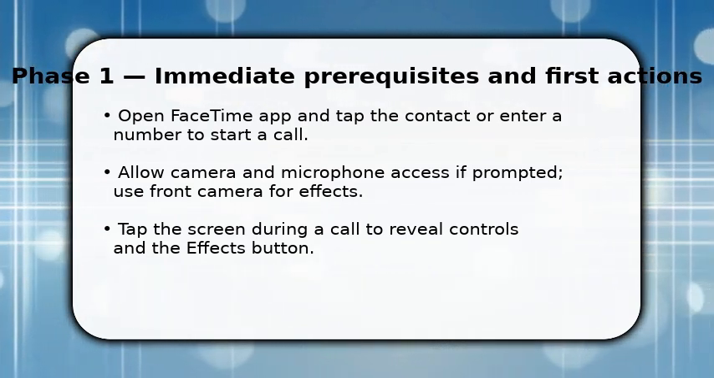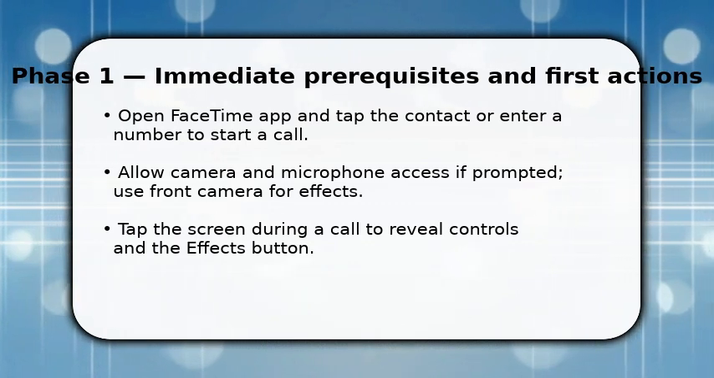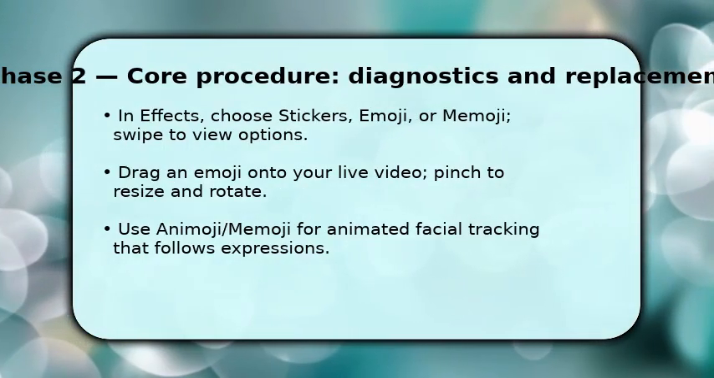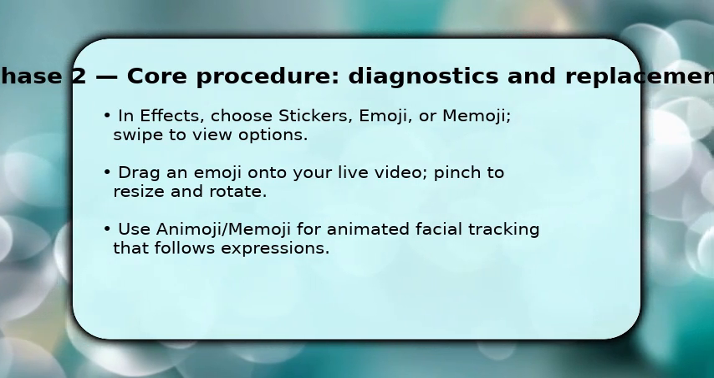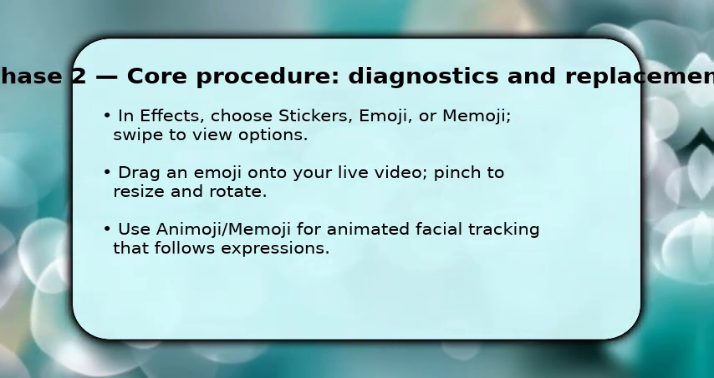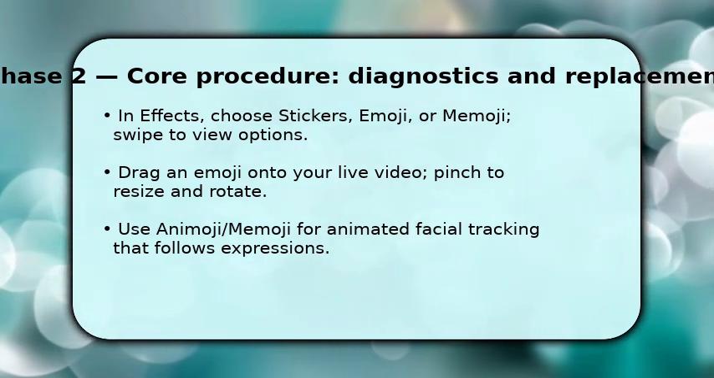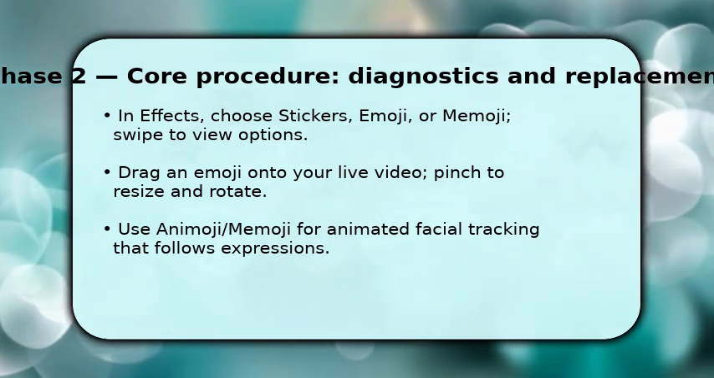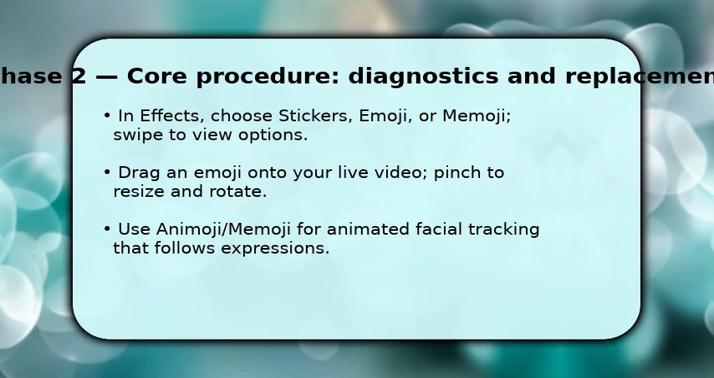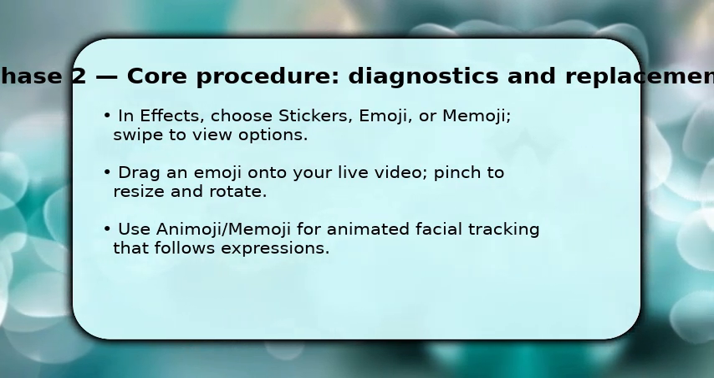Now add the emoji. Open Effects, then choose Stickers or Emoji. Swipe to browse choices. Tap an emoji to place it, then drag it onto your face or anywhere on the screen. Pinch to resize and rotate for a natural fit. If you select Memoji or Animoji, it will track your expressions automatically, so the emoji reacts as you talk.